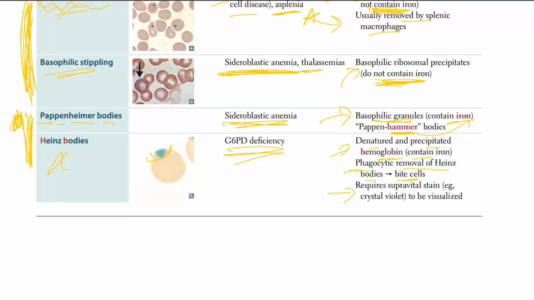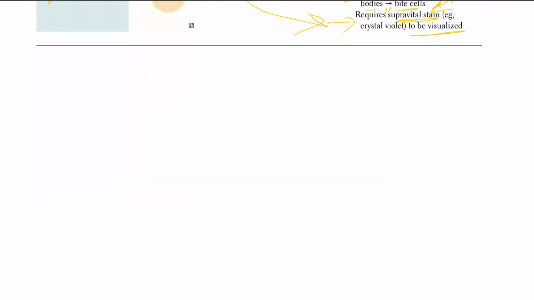It requires a supravital stain, very important, which is crystal violet, to be visualized. So how can you visualize these Heinz bodies in G6PD deficiency, which are basically the denatured precipitated hemoglobins? By doing a supravital stain. You will see these in the supravital stain. All right, moving on. What do we have?